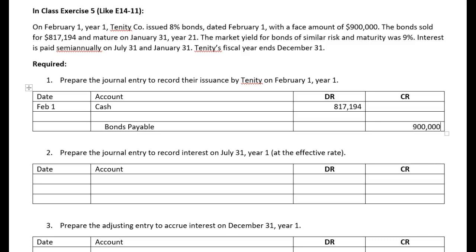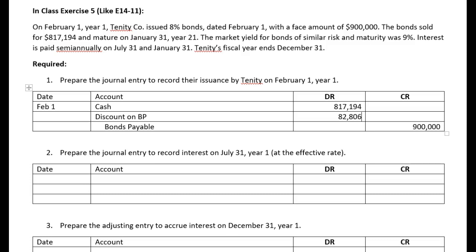Now, was this bond issued at a discount or a premium? Well, the price is less than the face value, so this was a discount. So we're going to do a discount on bonds payable there. And we're actually going to record the discount for the difference between the $900,000 and the $817,194. So when you do that, you end up with $82,806. So that's the amount of our discount. Now that will be amortized again over the life of the bond.